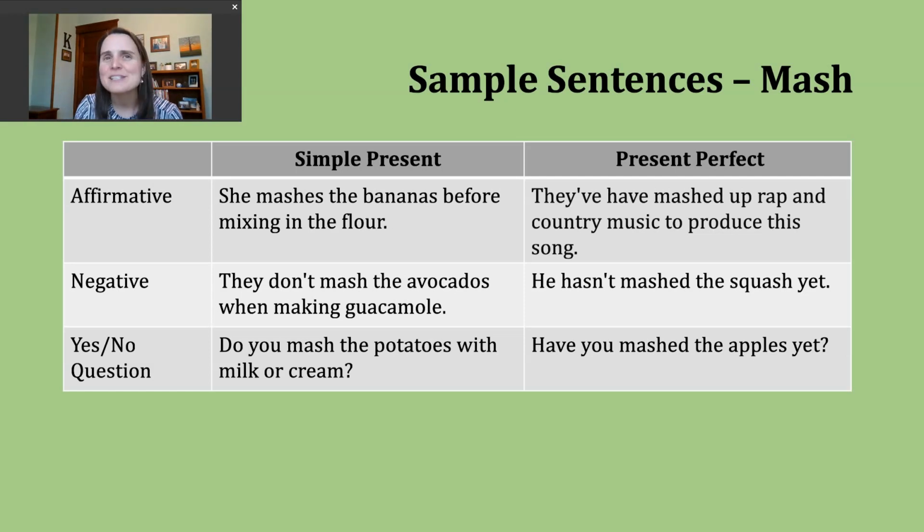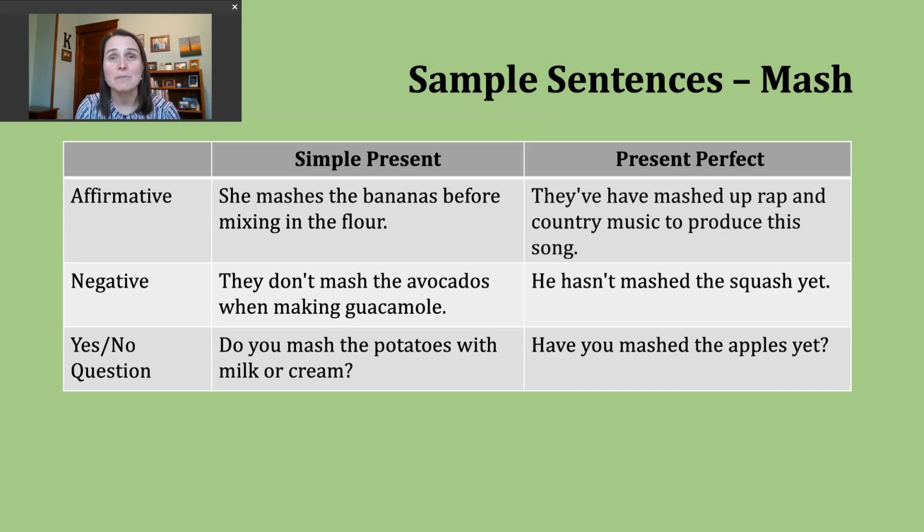You might also notice the contractions have not being shortened into haven't, or has not to hasn't, but each time they'll be followed by the participle or ed form of the verb. Here's another example. He hasn't mashed the squash yet.